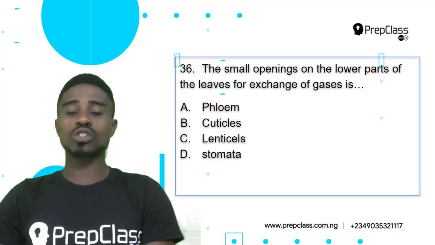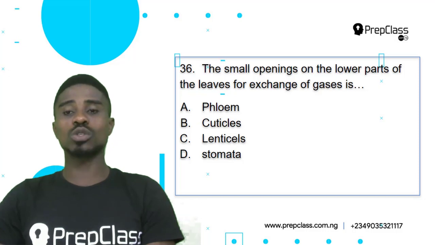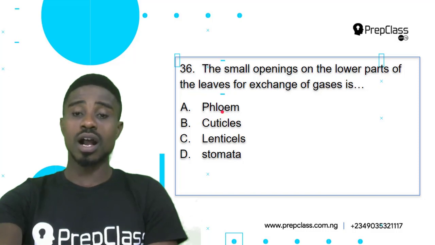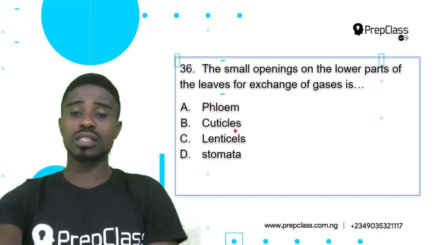Stomata. For us to carefully select the correct answer, we need to analyze all of the options and see which one best answers our question. All of these are parts of a plant. One of them is the small openings on the leaves of a flower, which is responsible for exchange of gas.